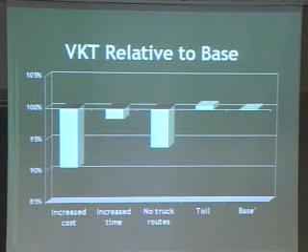And you can see we're very, very close when we look at base primed as opposed to base, which is 100%. All right. But you can see in all cases those things reduced the vehicle kilometers traveled for increasing the cost, increasing the time, and having no truck routes. But the toll ended up increasing things because they had to avoid the CBD to some extent then.